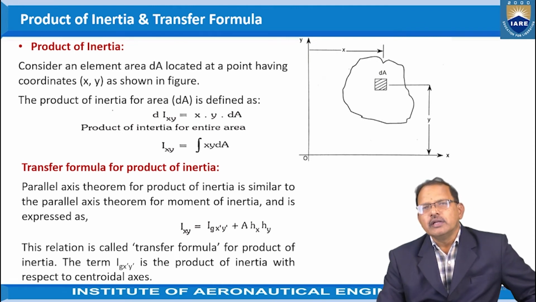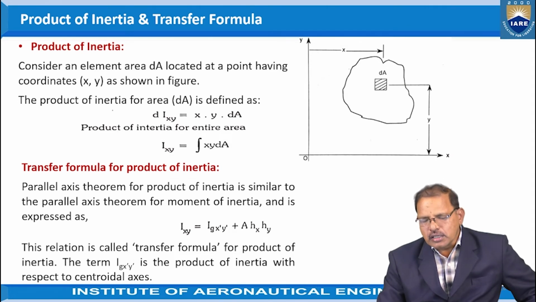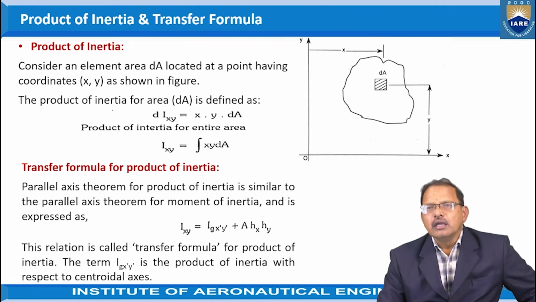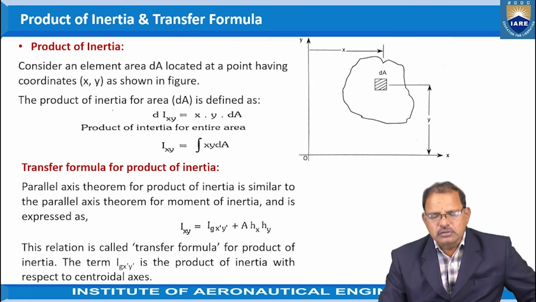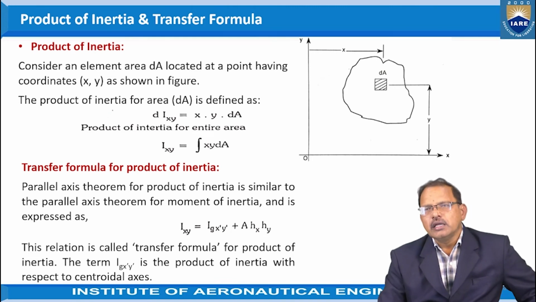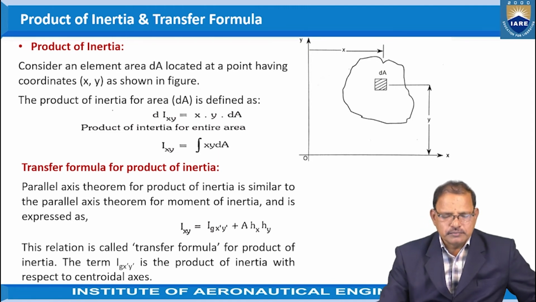Now the product of inertia for the area dA is defined as the area multiplied by the coordinates of the elementary area with respect to the reference lines. That is, dIxy is equal to xy into dA. So the product of inertia of the entire area is obtained as Ixy, which is equal to the integration of xy dA.